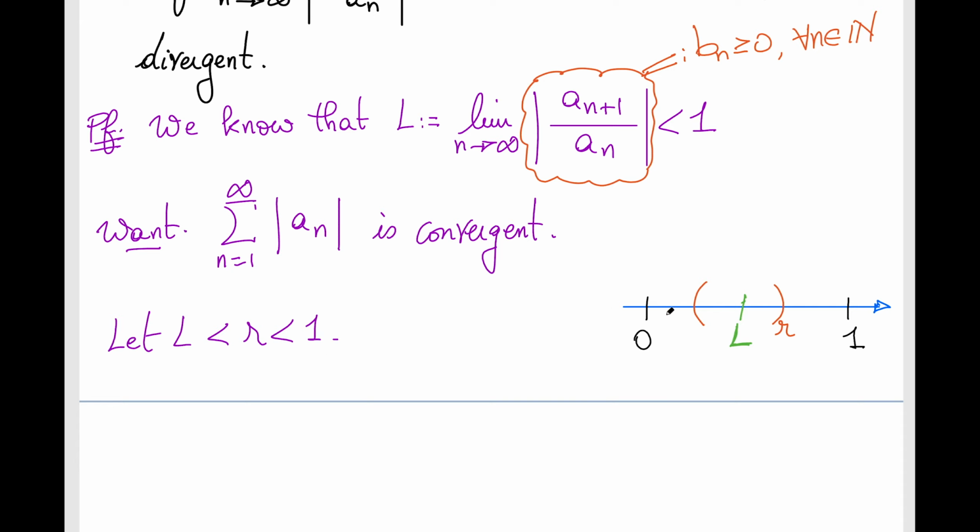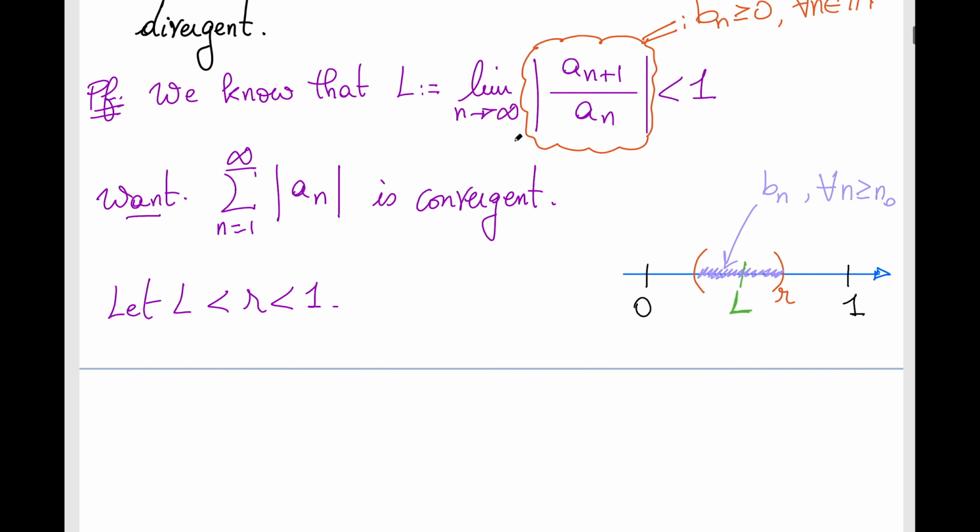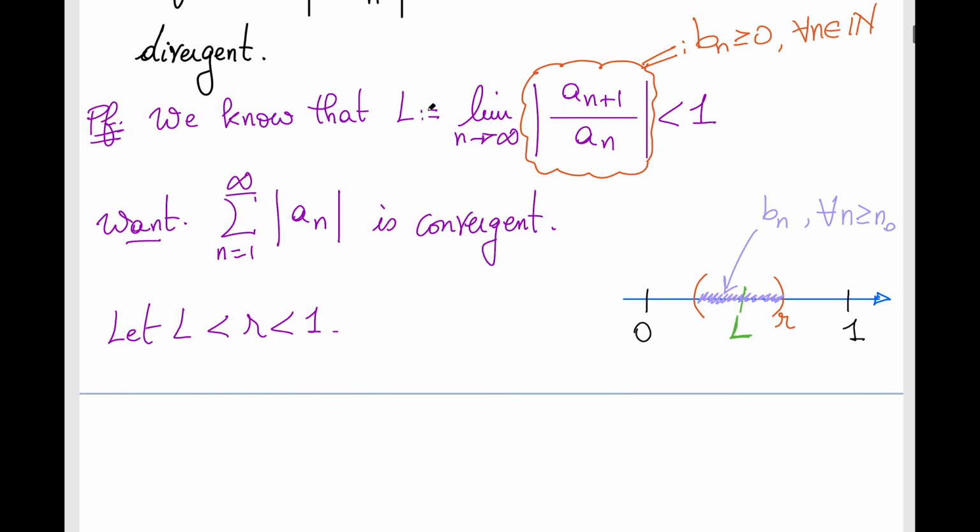So what do we know about this neighborhood? We know that the sequence b_n is going to start being here from a certain rank on. Let's call this rank n naught. So from that rank onward, the b_n's are going to live here, because the b_n converges to L, and this is what it means.